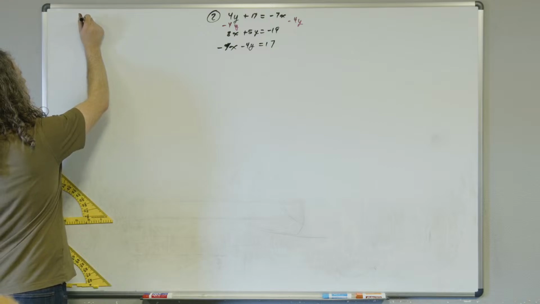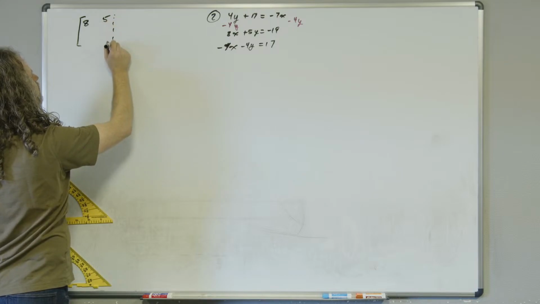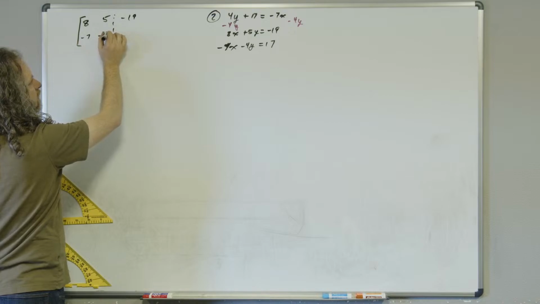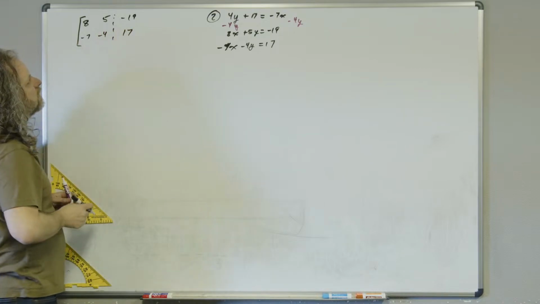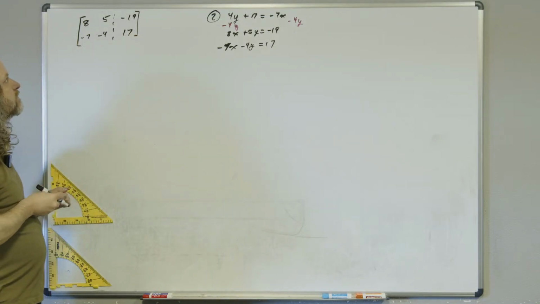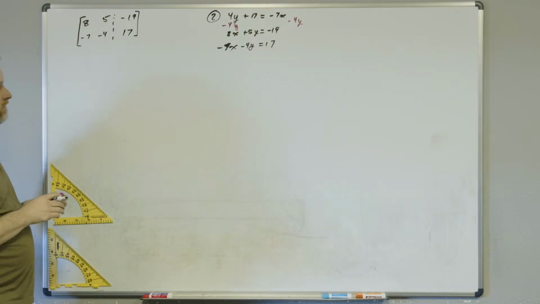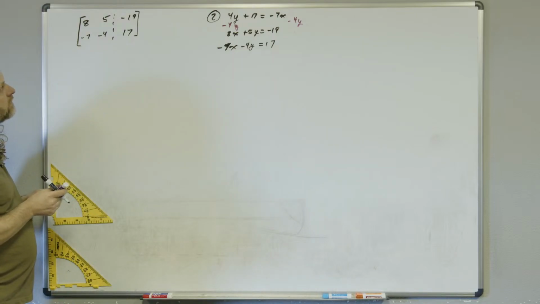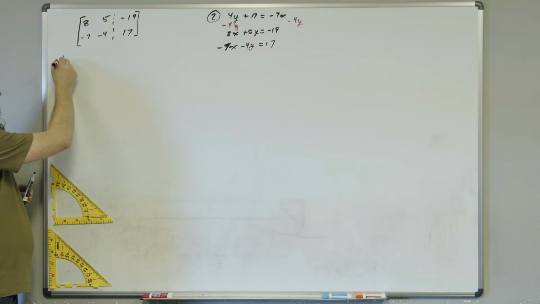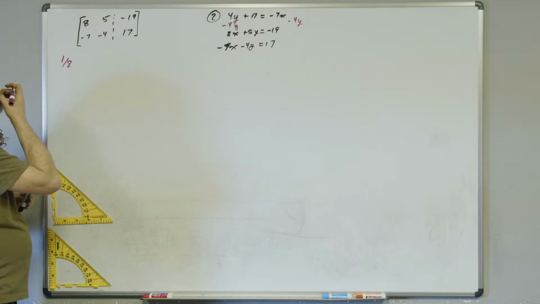Augmented matrix. Oh, I just wasn't using it. Good. Now what? Multiply the bottom one by 1/5.